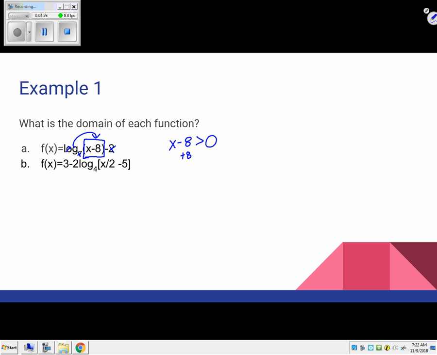Add 8 to both sides, and I've solved my inequality. x has to be greater than 8. In interval notation, x being bigger than 8 is everything from 8 to infinity. And this is going to be my answer. All right, pause the video, you try part B, and then we'll see if our answers match.